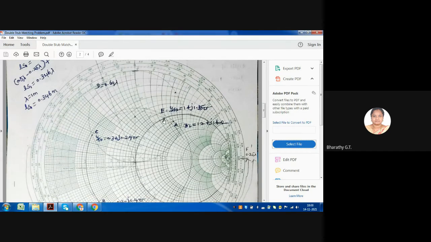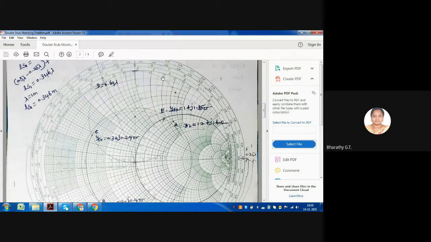So at the point E, you will have the admittance of stub 2. It is represented as YS2. Have you got this value? YS2 is equal to 1 plus j 1.35. Since it touches the R equal to 1 circle, the real part will be 1. The imaginary part is going to be 1.35.